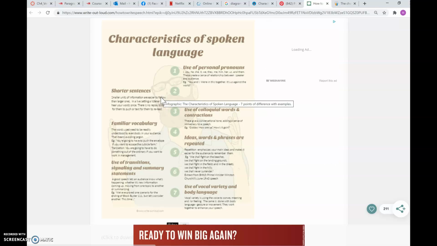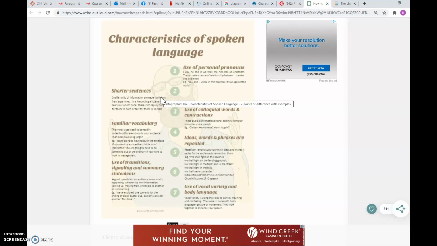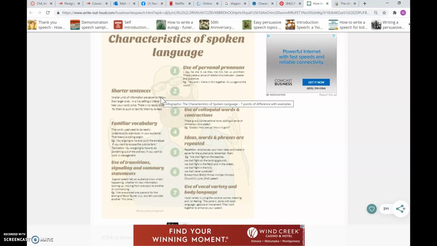We also tend to use a lot more colloquial words and contractions in spoken language. Colloquial meaning kind of local familiar terms, slang, idioms, figures of speech, that kind of thing. We tend to use vocabulary that is more familiar, so it tends to be a little bit lower diction, and you're less likely to use a whole lot of polysyllabic words in spoken language.